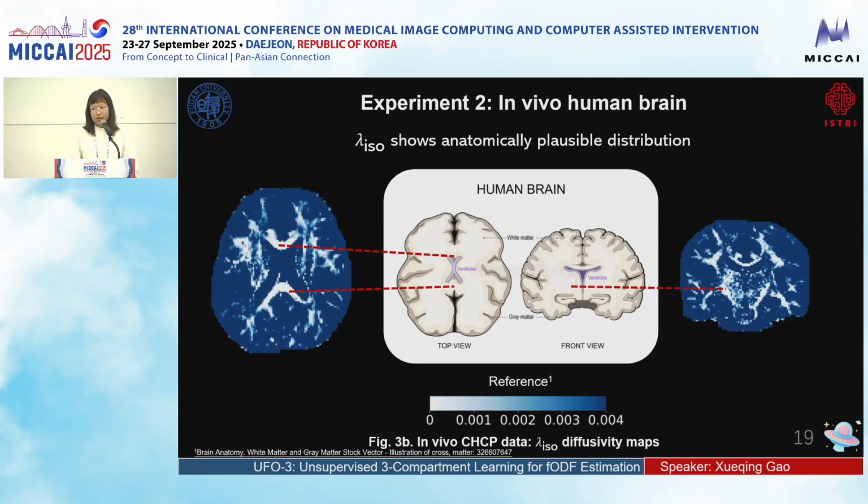Figure 3b shows the estimation of extra-axonal diffusivity. Low values in white matter, high values in CSF, and intermediate values in gray matter and complex fiber regions. This matches well with the different regions shown in the reference. This anatomically plausible pattern proves the optimization of the response function is interpretable and reliable.